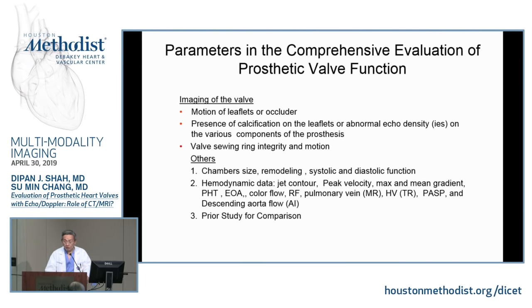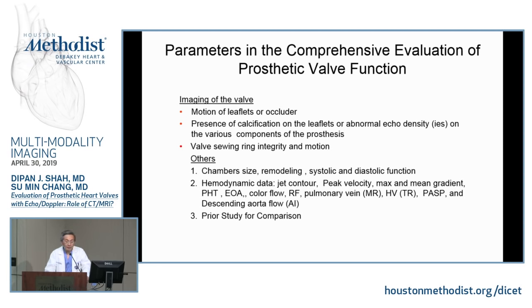So when we have all that clinical information and we focus on the valve, first we do 2D imaging and look at the motion of the leaflets or occluder. For a bioprosthetic valve, you need to pay attention, just like a native valve, to the presence of calcification in the leaflet, any abnormal echo densities, and every component of the prosthesis. And then you look outside the leaflet, at the sewing ring integrity and motion. So that's the imaging of the valve.